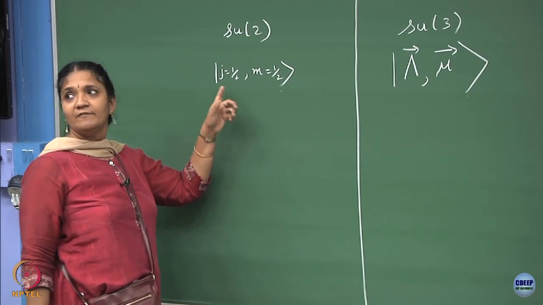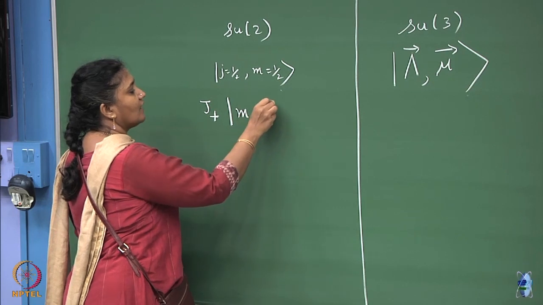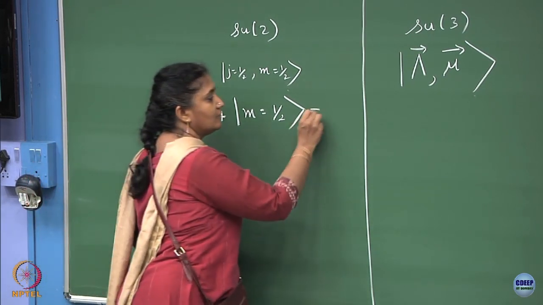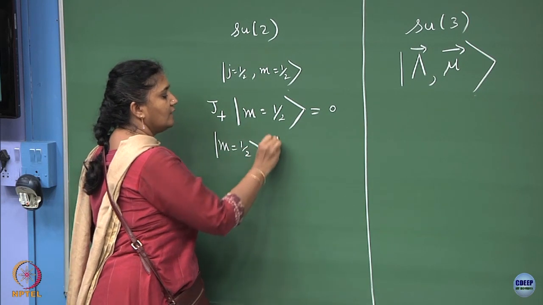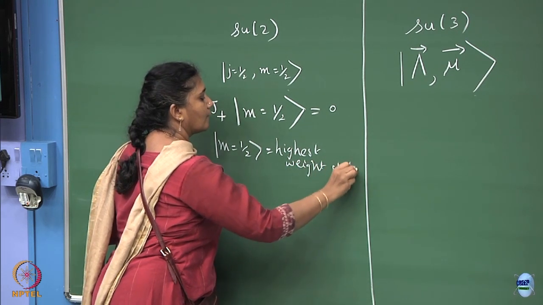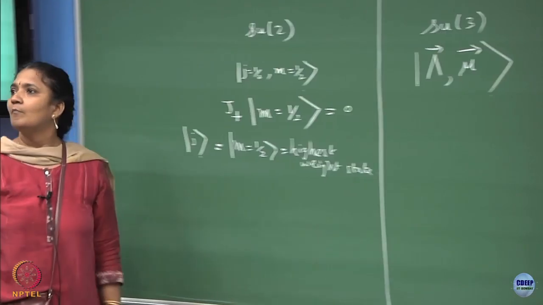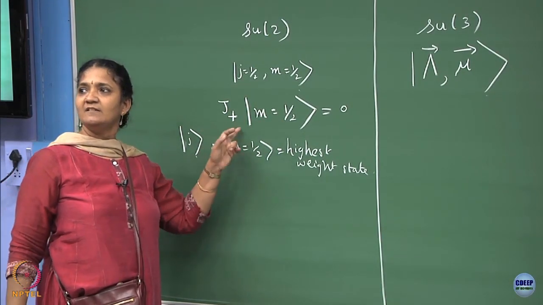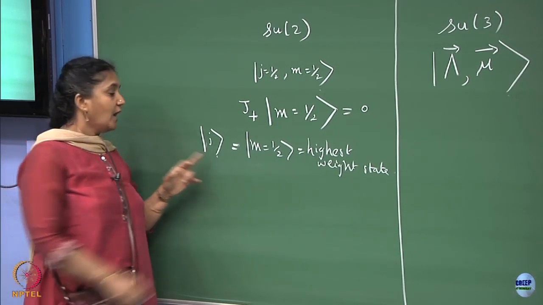We put this j equal to half in hindsight, the way we put this is that if j plus acts on m equal to plus half, what will this be? 0, ok. Then we call m equal to half the highest weight state. And this highest weight state is what we denote as j, clear? Any raising operator cannot take it further above, that highest value is what we call j and we put that j value here.